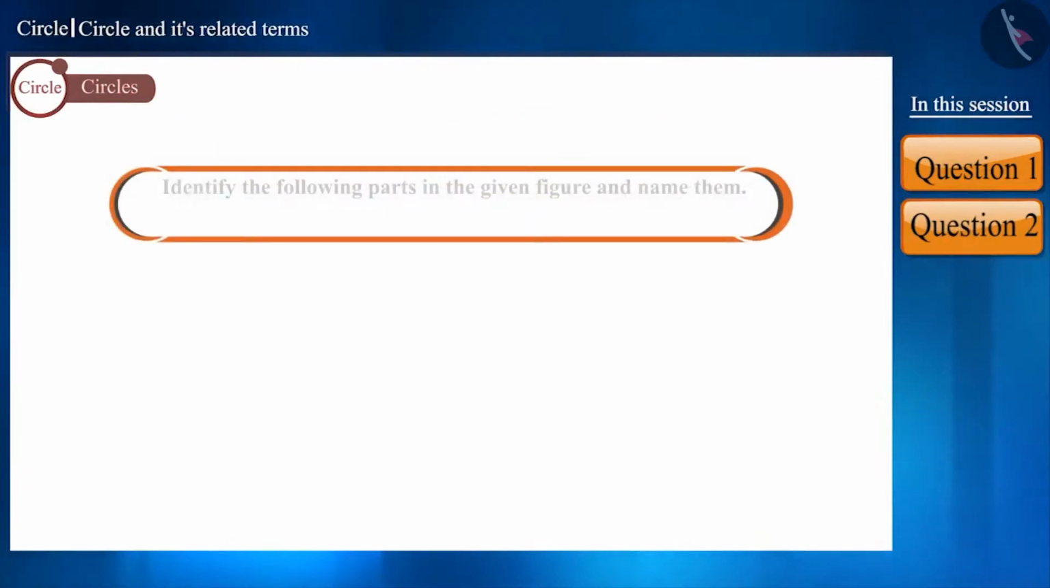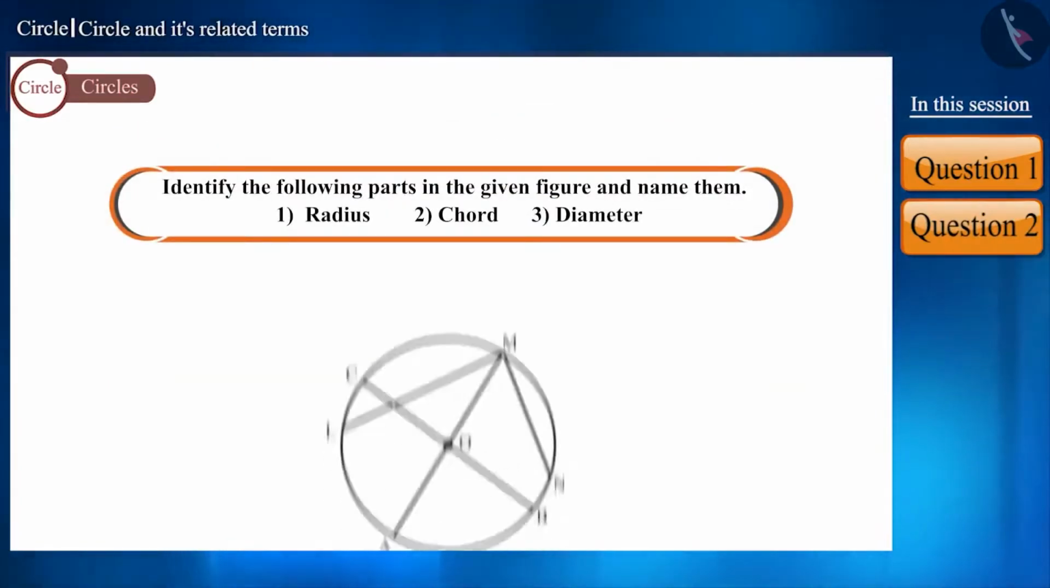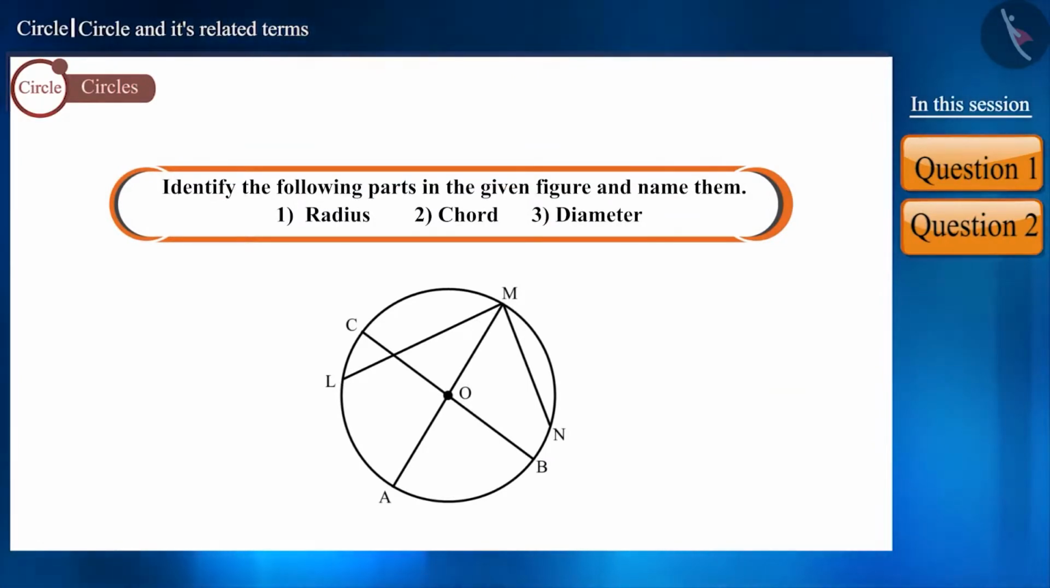Friends, here is a question for you to solve on your own. Identify all the parts in the given figure and name them.